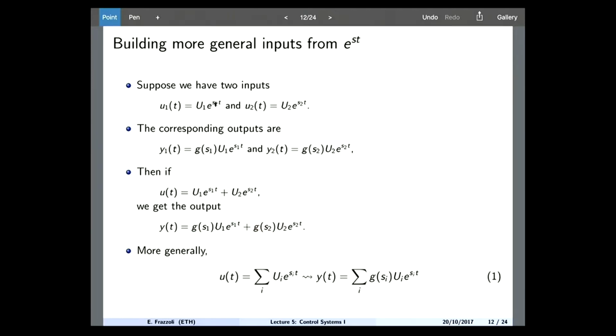More in general, if I have n elementary inputs and I write the input signal as the sum with index i of ui e to the power sit, then I can always compute my steady state output as essentially the same sum, but where I multiply each term by g of si. Remember that I can do that only if my system is asymptotically stable, because if and only if the system is asymptotically stable, the transient will disappear.